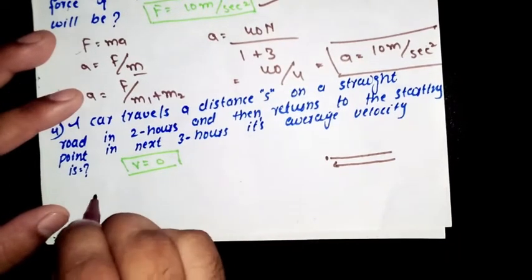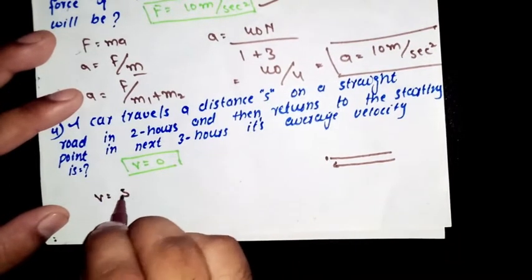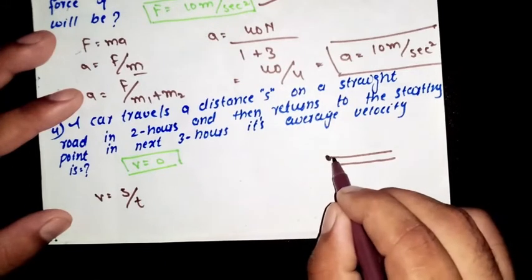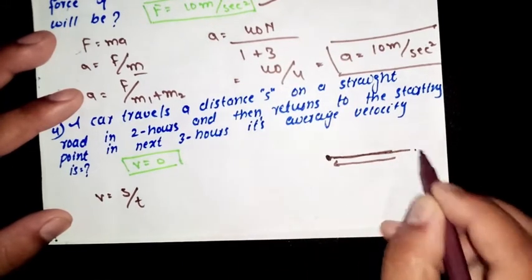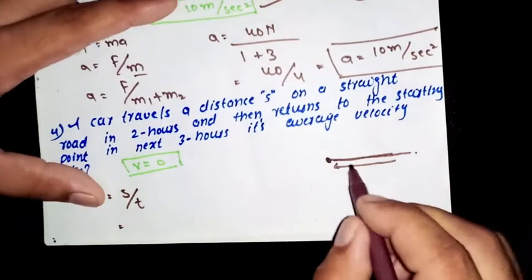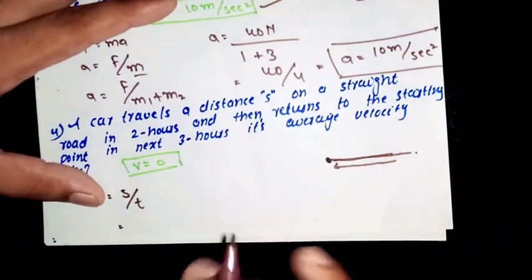So we know that velocity is equal to the displacement's time rate of change. Displacement is the shortest distance between 2 points. The car starts from this point and reaches this point and then returns to the same point in 3 hours. So the displacement between these 2 points is 0.